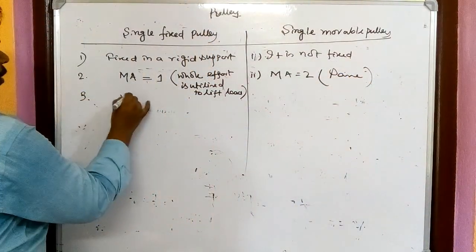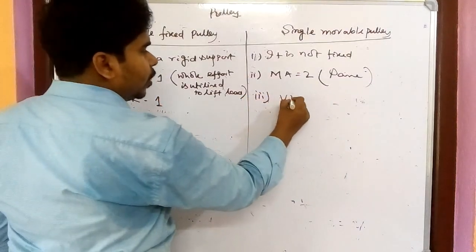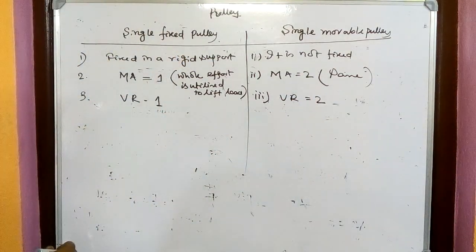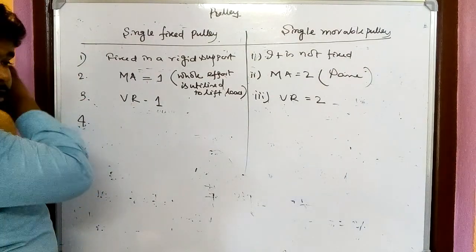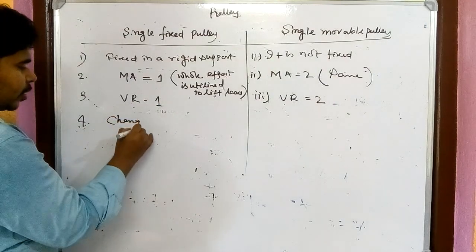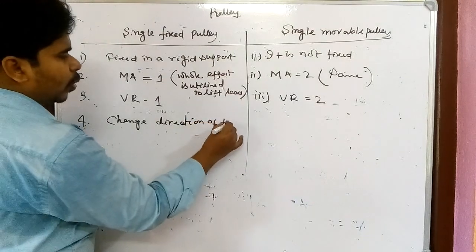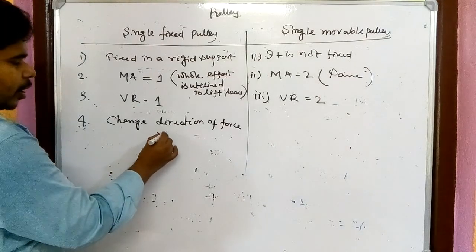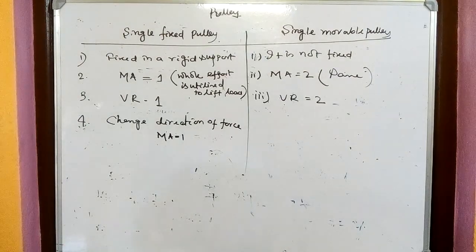Number 3, velocity ratio, that is 1, and this is fixed. Here we have seen the velocity ratio is 2. Velocity ratio is 1, velocity ratio is 2. Number 4, it's a very important thing. Single fixed pulley is used to change the direction of force, because you have seen effort is applied in one direction and load is lifted in one direction, and as the mechanical advantage is 1, it is used to change the direction of force.